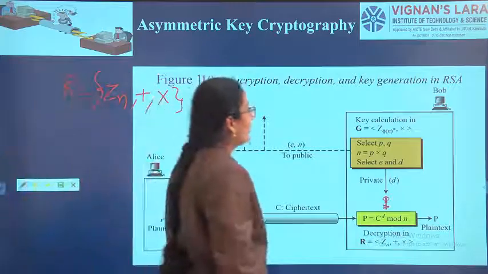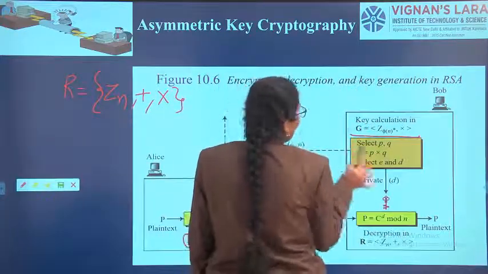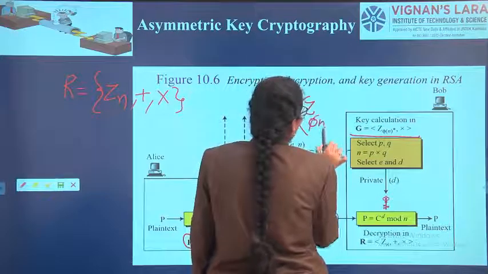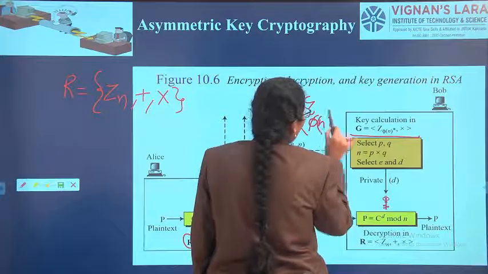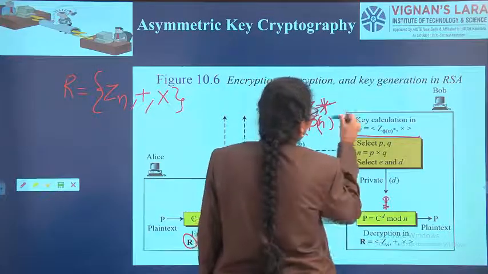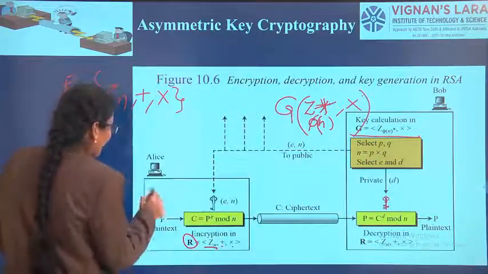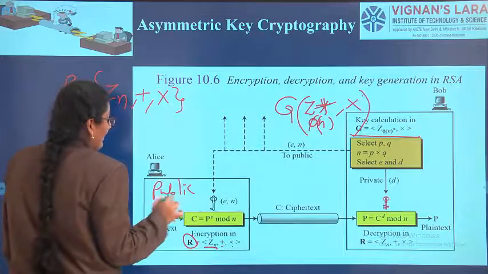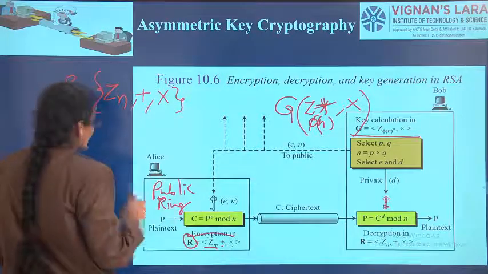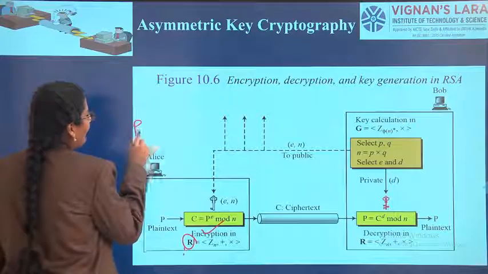Same way here also. See here, group G, this is the private group. It has phi of n elements on which we can perform multiplication. So this is the group. Here I am calling the ring a public ring because it is used for encryption. Since we are using the ring for encryption, I am calling it the public ring.